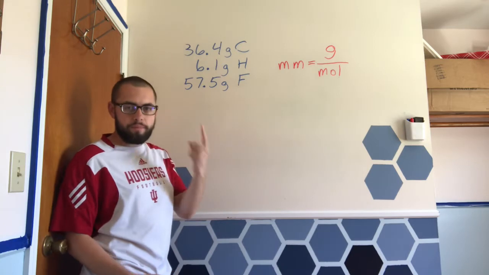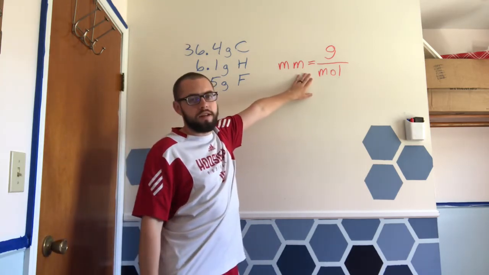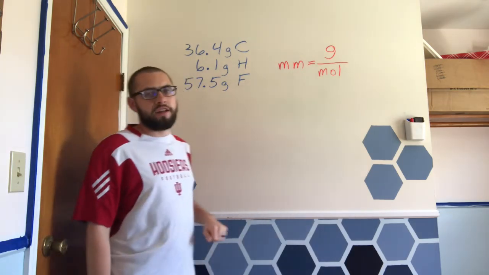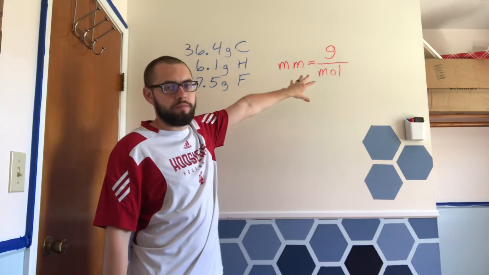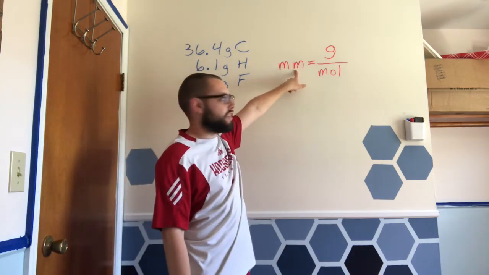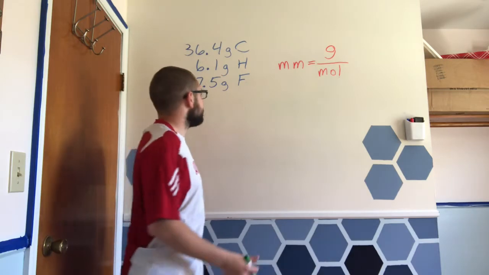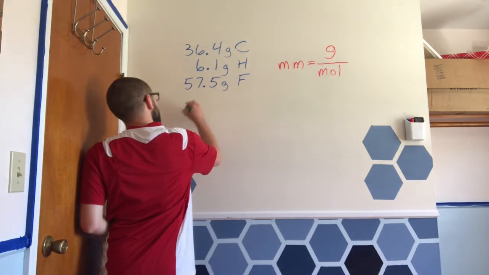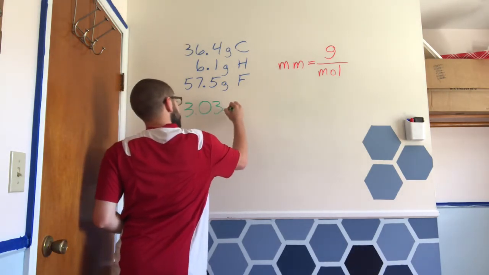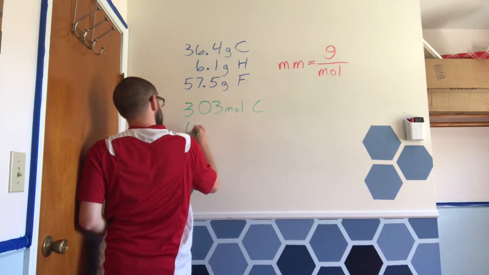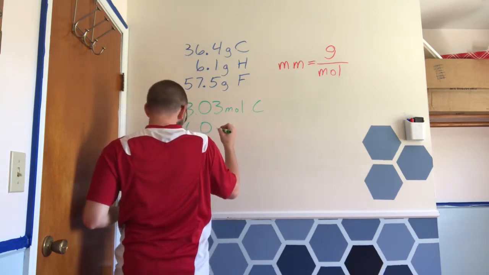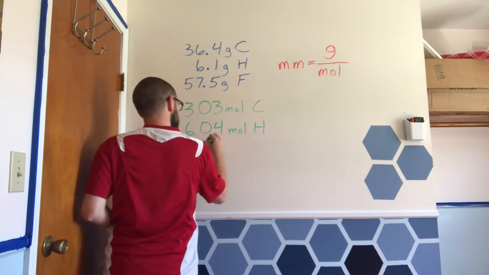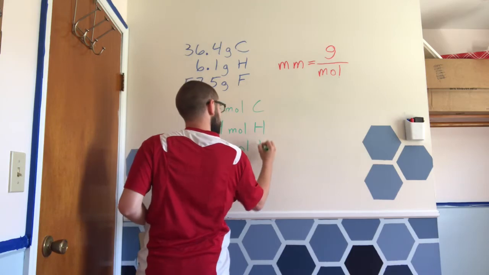The first step is to use the molar mass formula to convert these masses into moles. I'm not going to show that algebra this time, but I'm plugging and chugging here using molar masses from the periodic tables and the grams that I'm given. What I would find out is that I'm going to have 3.03 moles of carbon, 6.04 moles of hydrogen, and then 3.03 moles of fluorine.